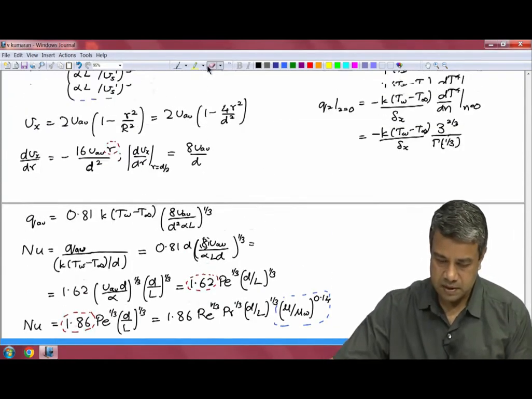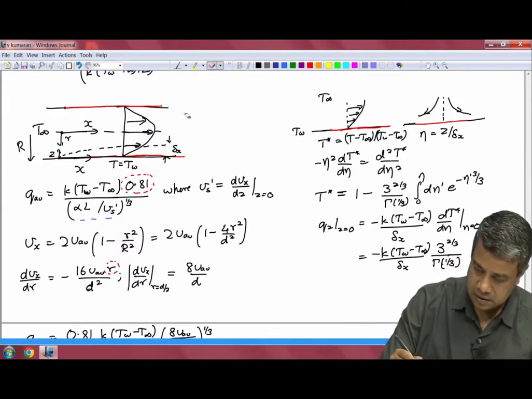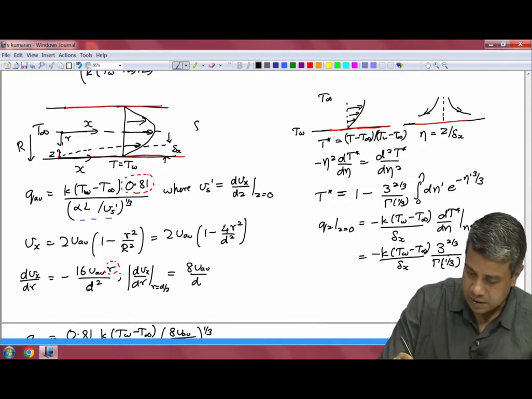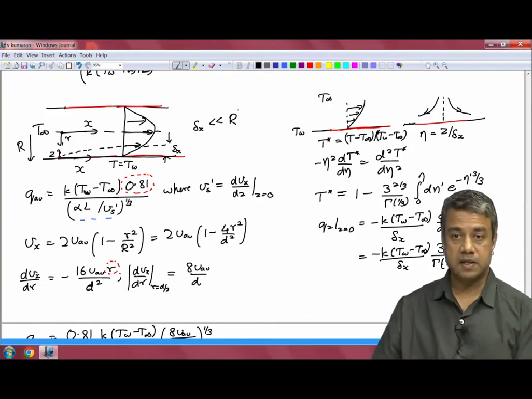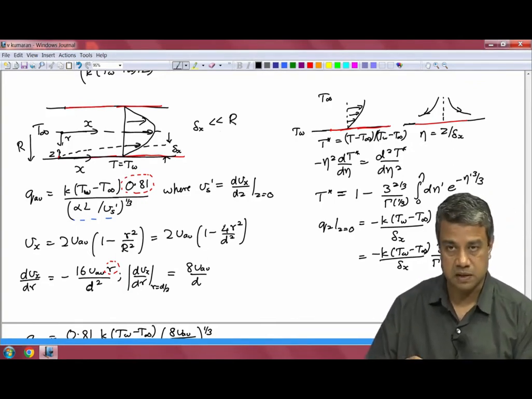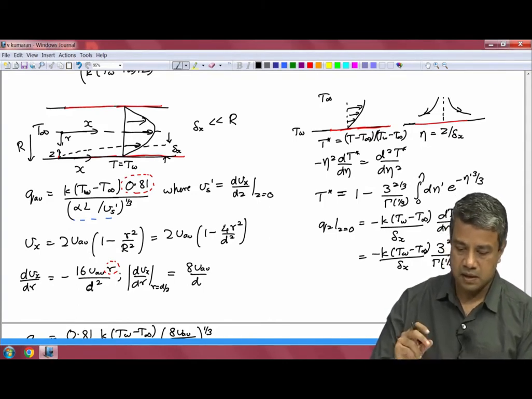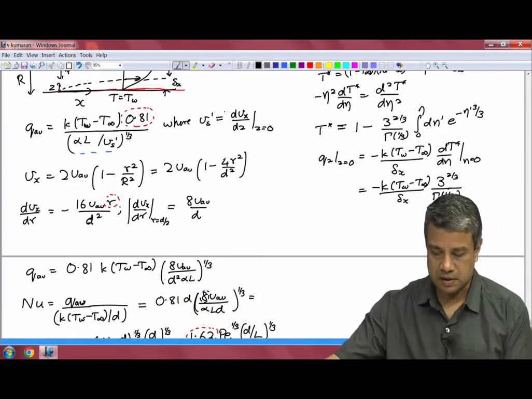There was an assumption here, and that was that this boundary layer thickness delta x is much smaller than the radius of the pipe. Otherwise, the boundary layer from the two sides will merge. If delta x is comparable to the radius of the pipe, then we can no longer use the boundary layer approximation, because here we have assumed that the boundary layer thickness is much smaller than the radius of the pipe.